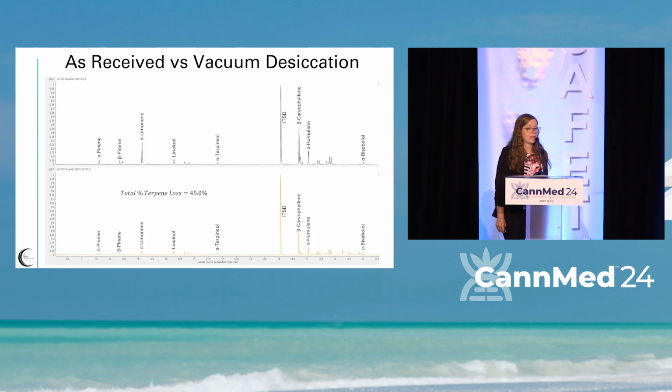So here's the zoomed in chromatogram of each of these, and we're going to start with the as received versus the vacuum desiccation. And what you can see here is the really big peak that looks the same in each of these is our internal standard, so that is good. That should be there. But the rest of these analytes, we can see that a lot of these terpenes are starting to drop and starting to disappear.